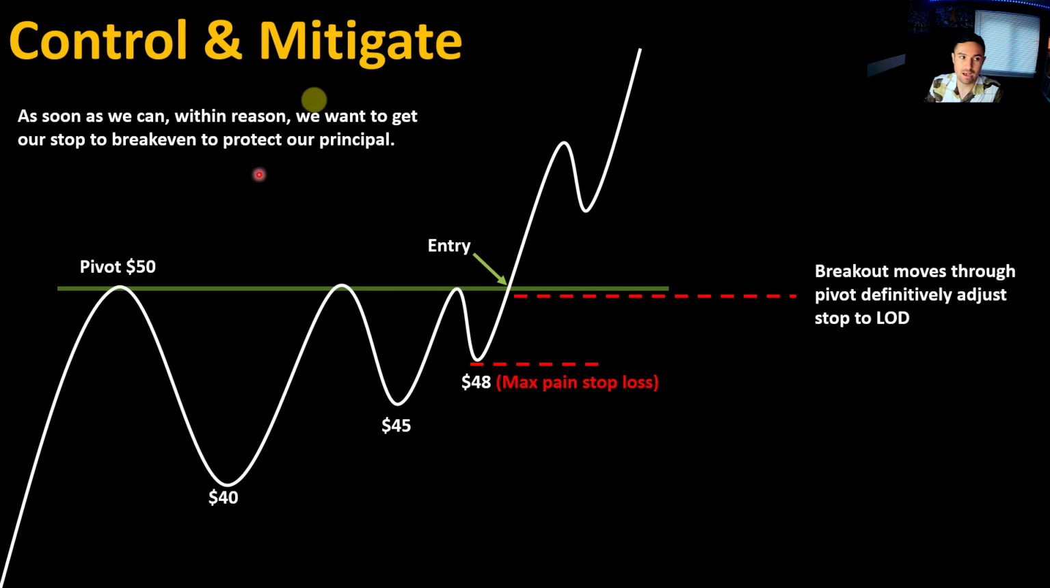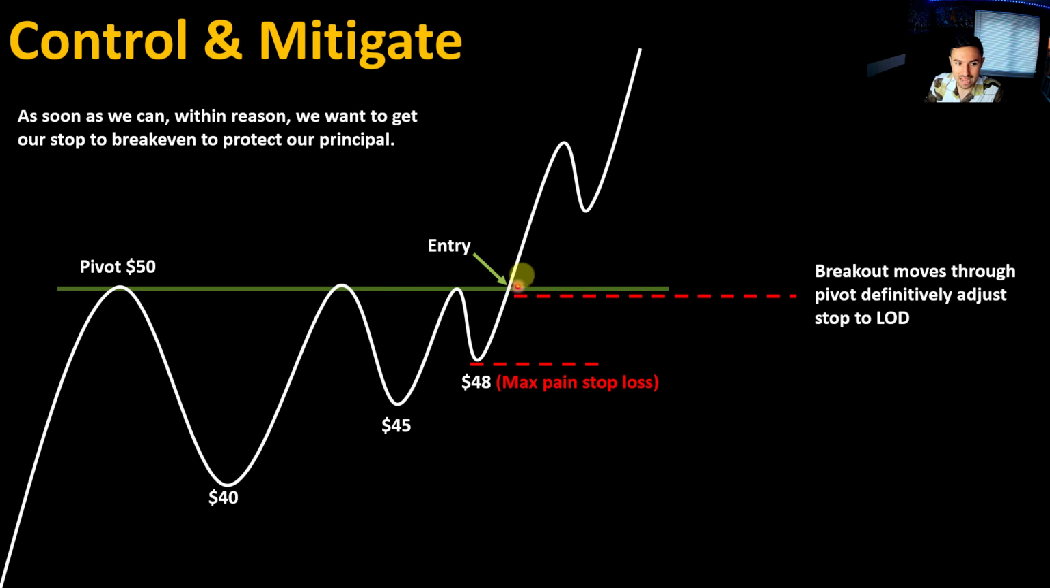So as soon as we can, within reason, we want to get our stop to break even to protect our principal. So imagine here we get this kind of VCP flag type pattern building here. So the pivot's going to be at 50, so it goes up, pulls back down to 40, bounces, puts in a higher low here, bounces back up to $50, pulls back down, puts in this low at $48. So Oliver's entry can be in here at $50 with a max pain stop at $48. So $2 underneath the low of this final contraction, and imagine if that tied in with say the 10 EMA as well.